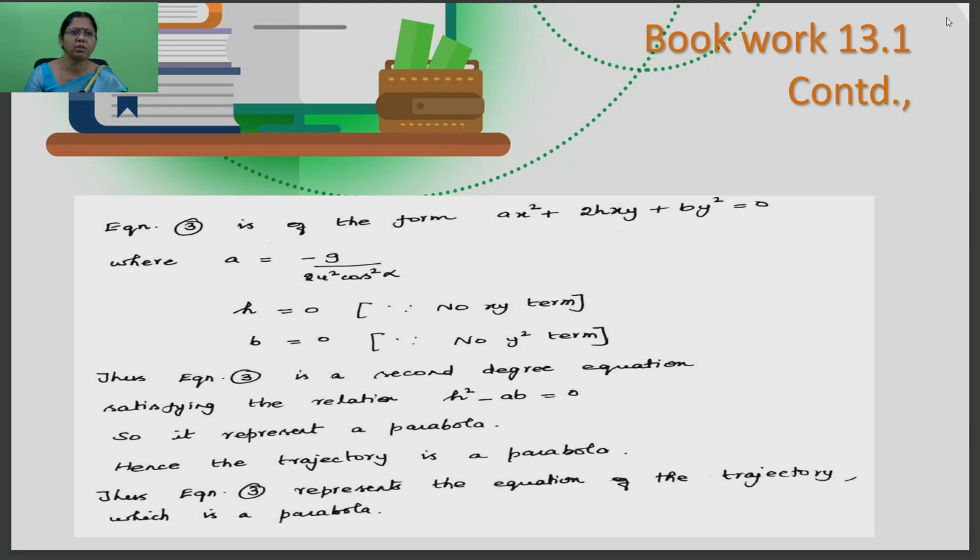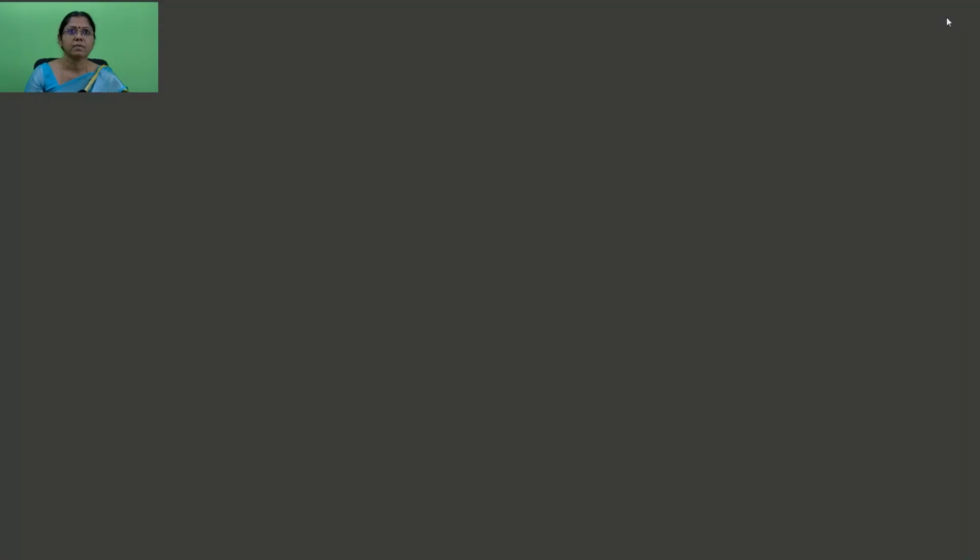So equation 3, which is nothing but the trajectory, what we have got out of this path of the projectile, that trajectory is nothing but a parabola. So I can now very well say equation 3 represents the equation of the trajectory, which is nothing but the parabola, and that is what we want. Thank you.